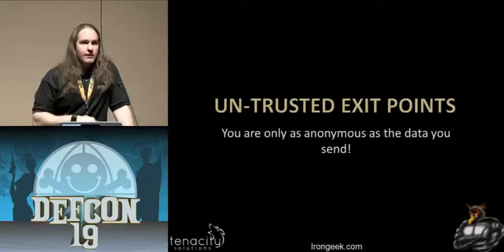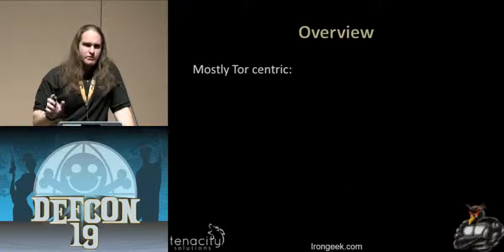All right, the first vulnerabilities we're going to be talking about are untrusted exit nodes. You're only as anonymous as the data you send. Quick overview, this is mostly Tor-centric.